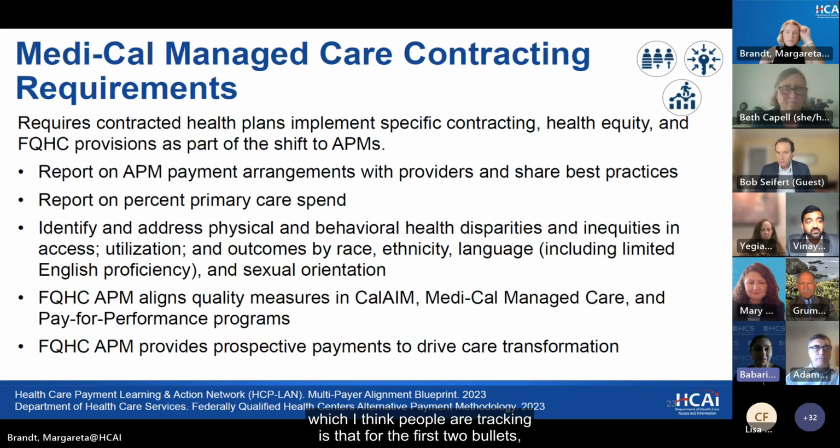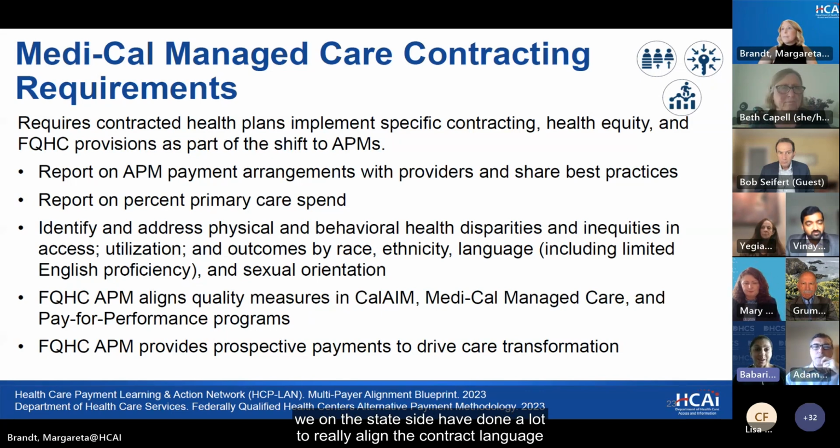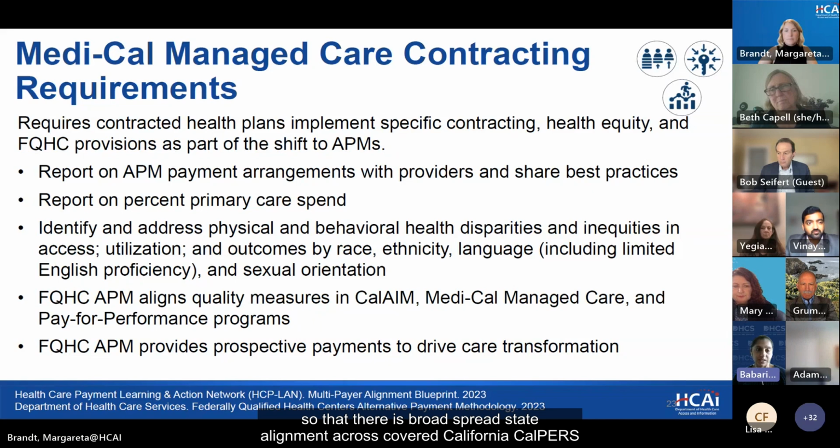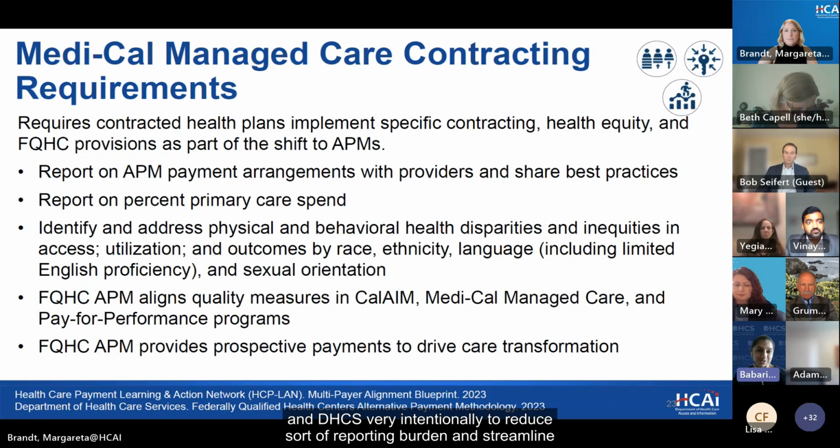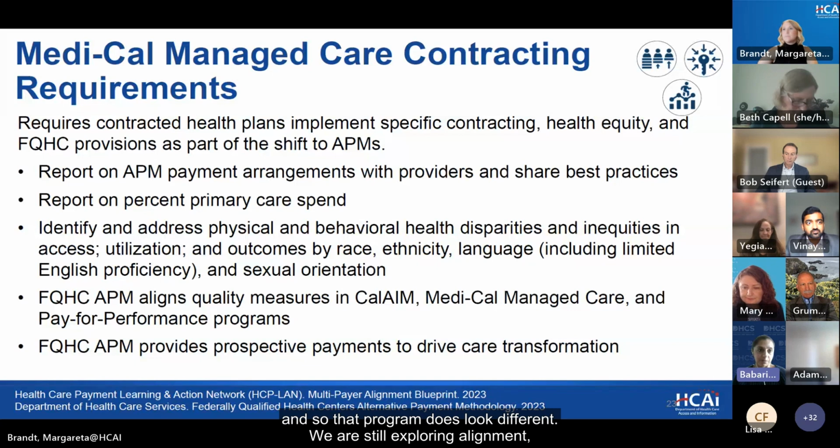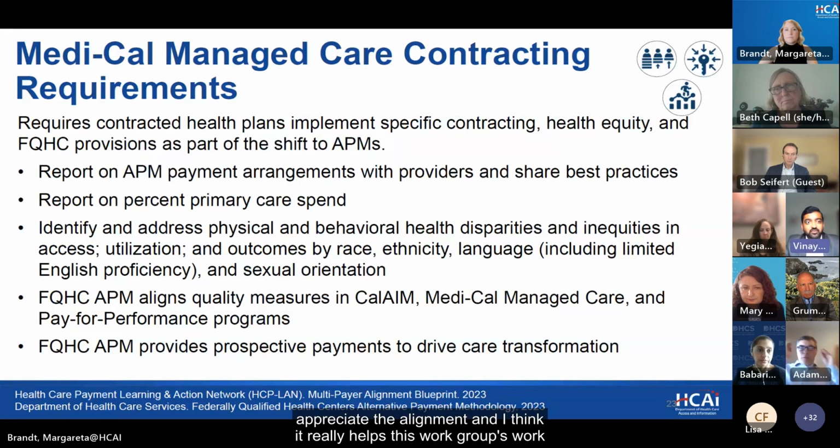The only thing I would add, which I think people are tracking, is that for the first two bullets, we on the state side have done a lot to align the contract language almost 100%, so that there is broad state alignment across Covered California, CalPERS, and DHCS, very intentionally to reduce reporting burden and streamline that process for providers. For the FQHC APM, not surprisingly, there are more federal restrictions on how much we can do in this space, so that program does look different. We are still exploring alignment, but we have much stricter guardrails federally on that front. Thanks, Paul. I appreciate the alignment, and I think it really helps this work group's work going forward as well.